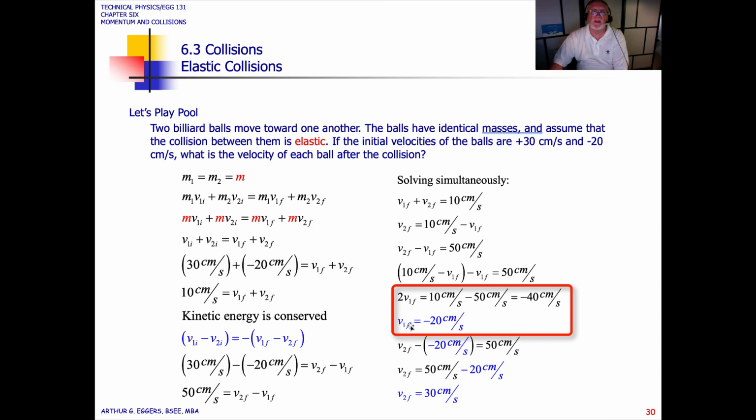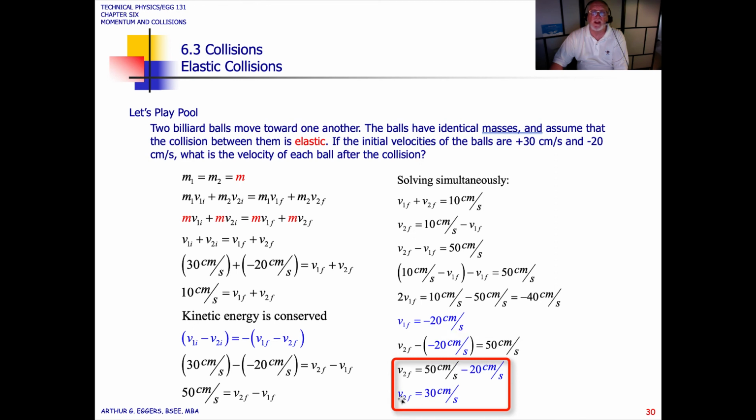So now I can take that value, stick it back in the relationship up here, and I have velocity 2 minus a minus 20 centimeters per second equals 50 centimeters per second. Combine my terms, move them around, and I get velocity 2 final 30 centimeters per second. Okay, so you can see what happened was when the balls hit and went the opposite direction, basically they traded sides. So what was 30 is now 20. What was 20 is now 30.